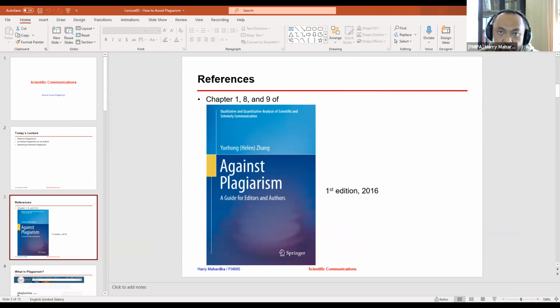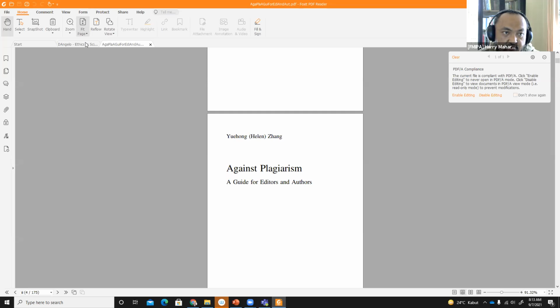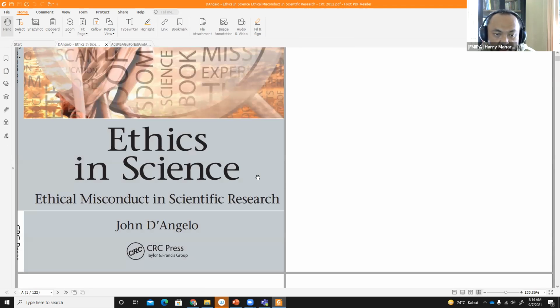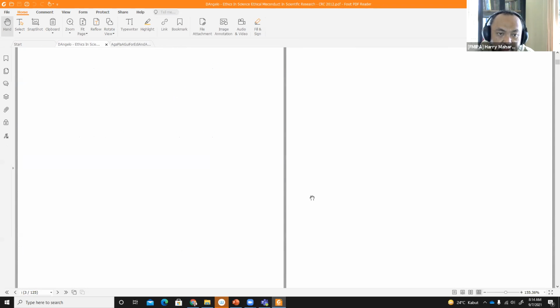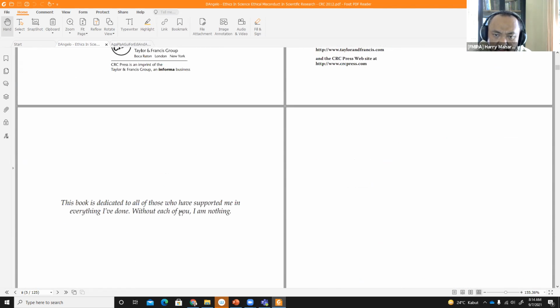The other one, okay, let me stop sharing here. The other one that is also important in our field as physicists. As physicists, we also have this book, Ethics in Science: Ethical Misconduct in Scientific Research. Here in Ethics in Science, the author is John D'Angelo from the United States, if I'm not mistaken.